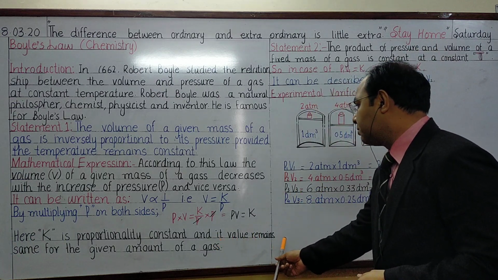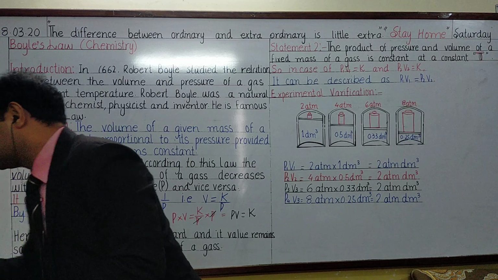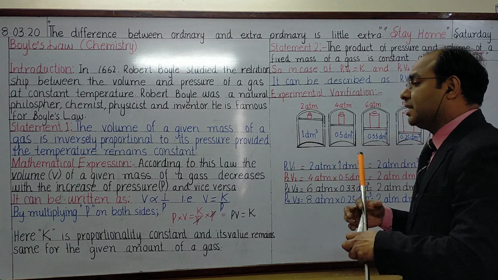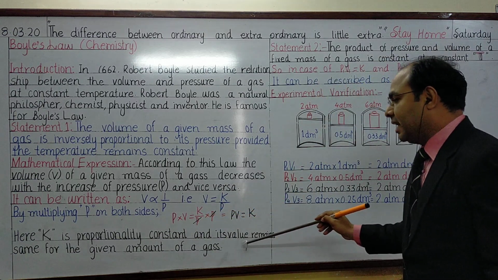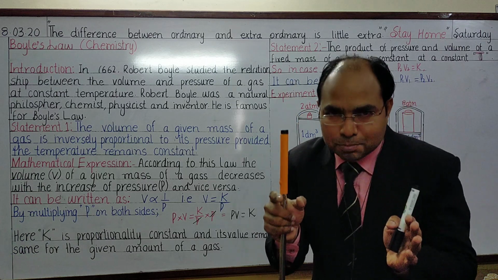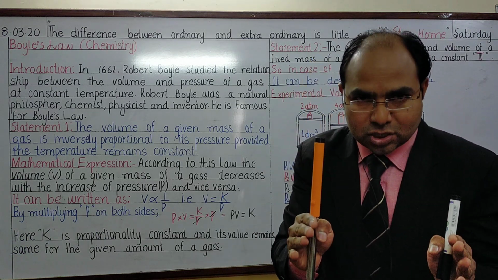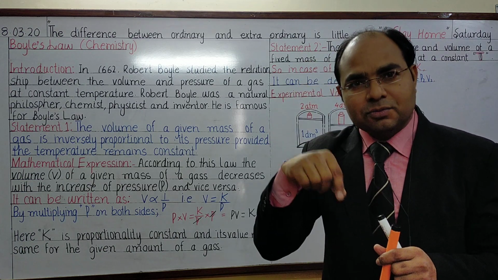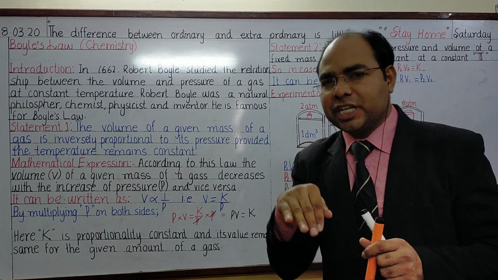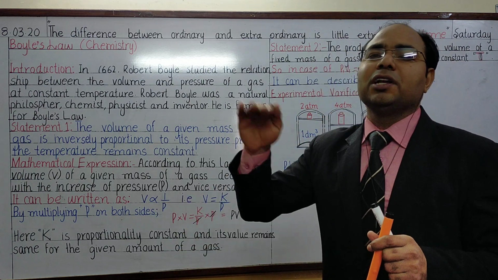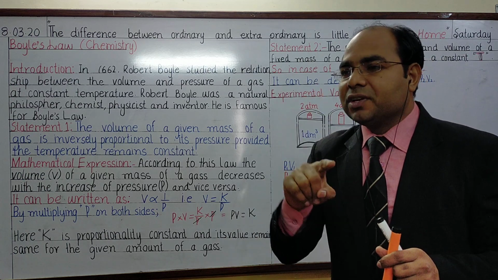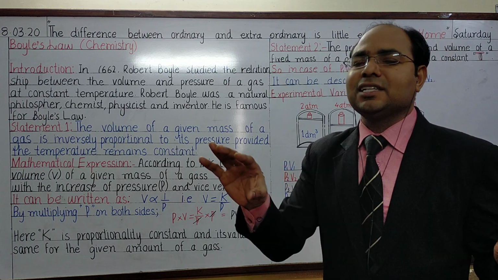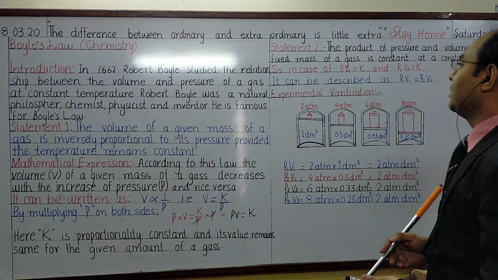And its value remains the same for the given mass of a gas. That means if you have a fixed mass of gas and you keep the temperature constant, then the value of the constant remains the same. If it is P1, V1, pressure 1, volume 1, and you change the pressure, it becomes P2, and the volume will also change to V2. But if the temperature and mass of gas remain constant, the product of volume and pressure at any stage will remain the same. We will see that through experimental verification as well.